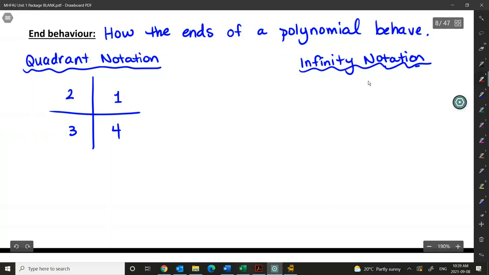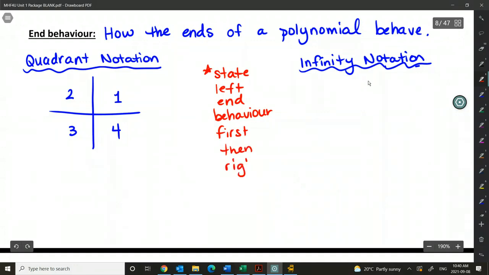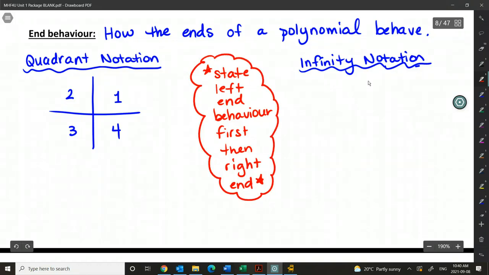Basically, for both of these, we usually start with the left end. We tell what the left end is doing, and then we end with the right end. So I'm just going to make a note in the middle here. We usually state both notations with left end behavior first, then right end behavior. It's not as important in infinity notation. If you stated the right end first, that wouldn't be a huge deal, but in quadrant notation we tend to go left to right.